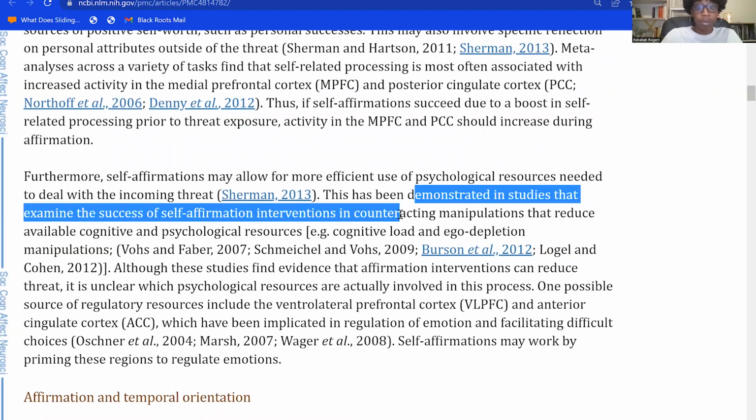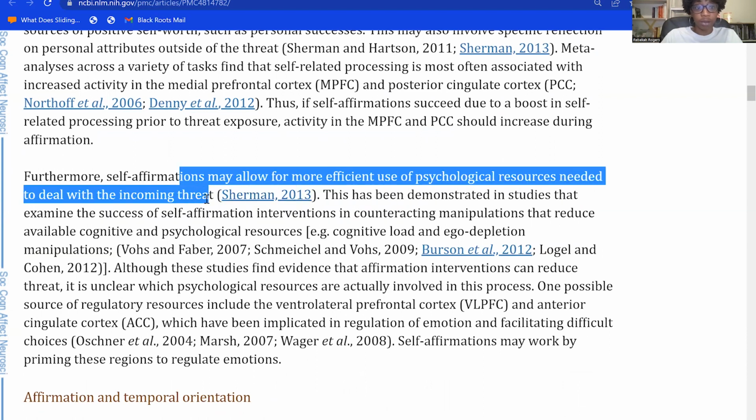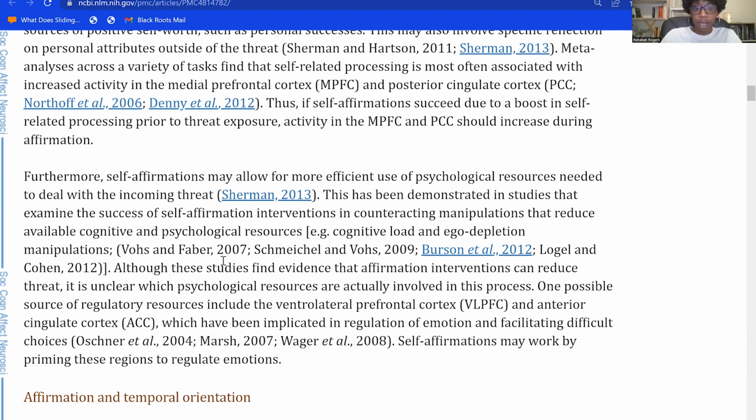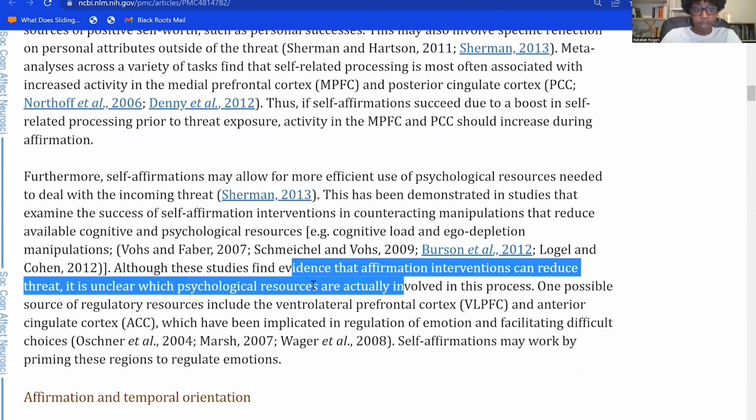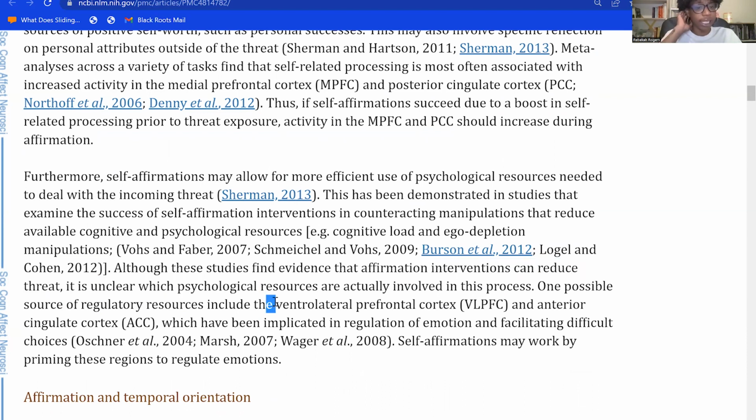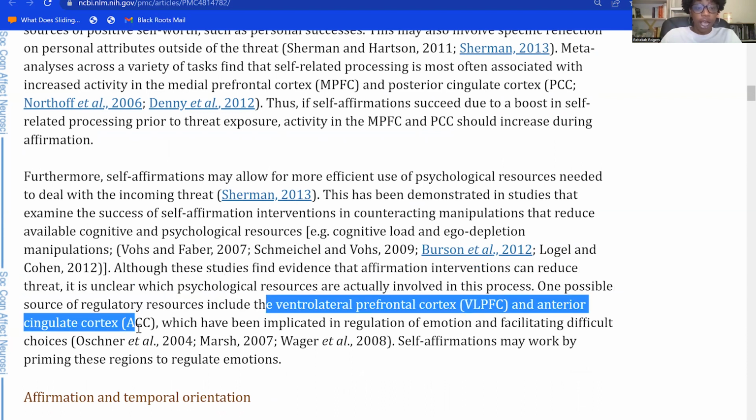Demonstrated in blah, blah, blah, blah. Fishing uses psychological needs, resources to deal with threat. Okay. So now I've got the affirmation interventions reduce the threat. Okay. But they don't know what actually is used. So now they've got the ventrolateral prefrontal cortex and the anterior cingulate cortex as other regions.